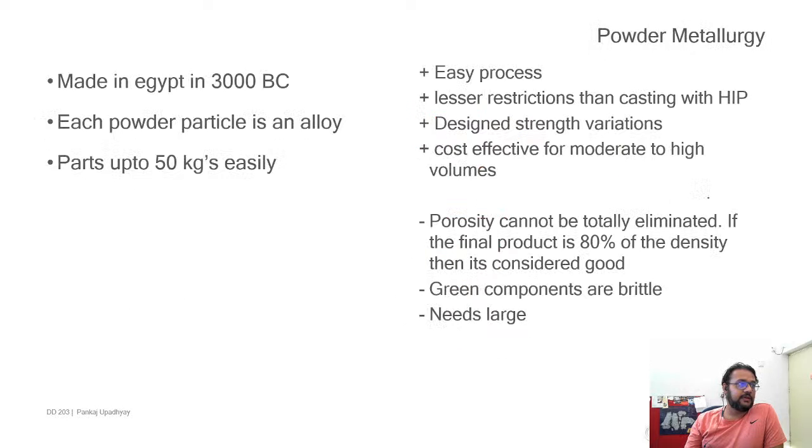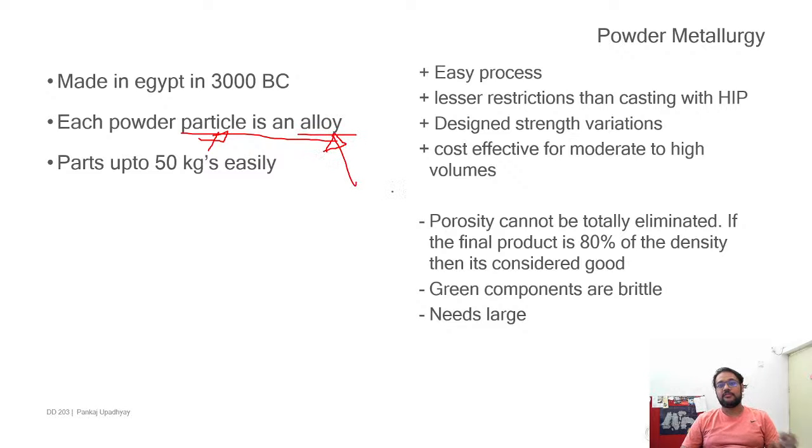Okay, so very strangely, although this thing looks like it is a very new and advanced kind of process, the starting of such a process actually happened quite long back, around 3000 BC. And the best part of this is you can control it in a manner that is not possible with other kinds of manufacturing processes, because for each particle you can have some alloy as an alloy, right?